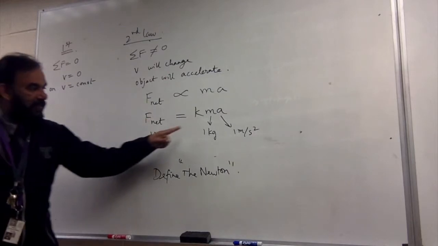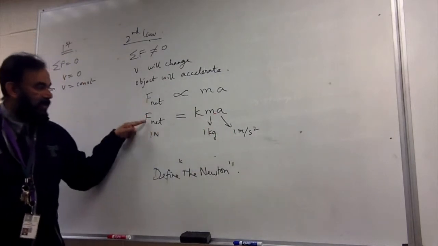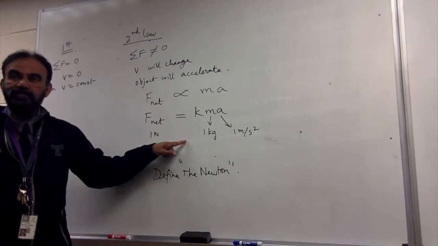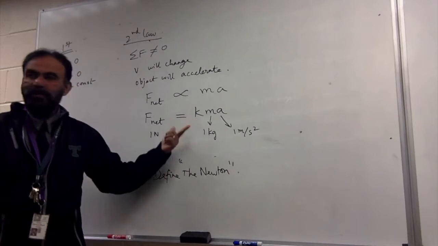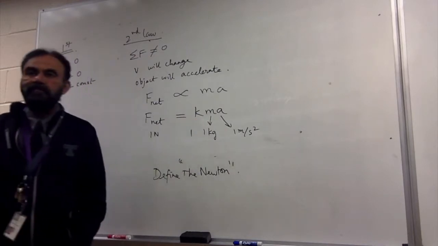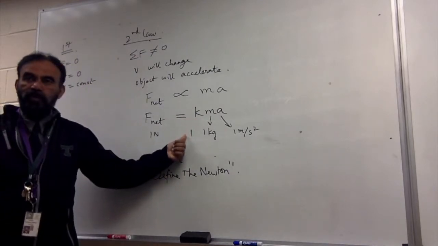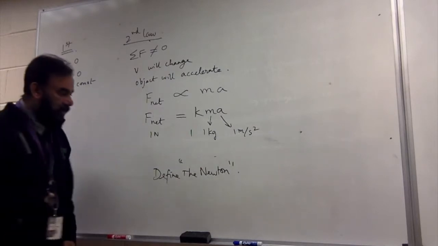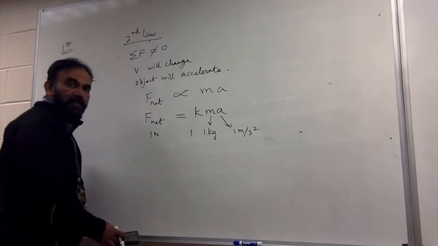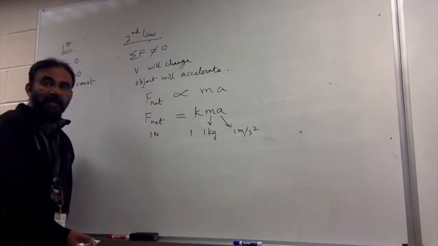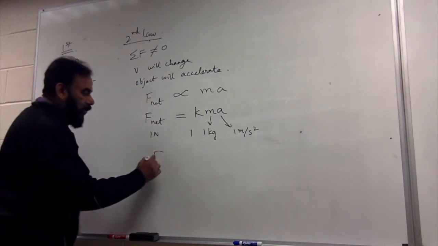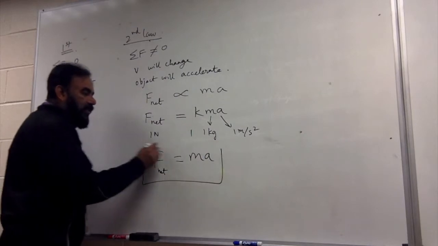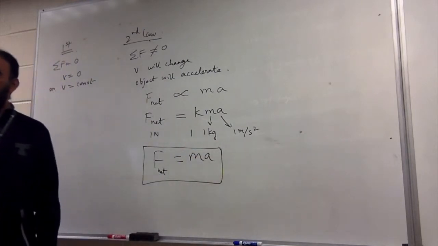So if mass is 1, acceleration is 1, the force is defined as 1 Newton, what's K? If this is 1, 1, 1, what will be K then? That's why I said K takes a value 1 when you define the Newton as a unit of force. So once you have defined the Newton as the force, you don't have to put the K in anymore because you know K is 1. And your equation is simplified to F net is equal to ma. That is what is written normally as Newton's second law.